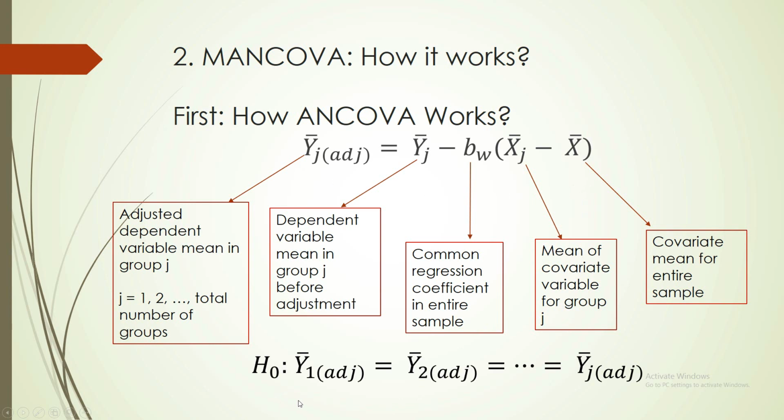Also, the null hypothesis for an ANCOVA would look something like this. So we have the adjusted dependent variable means between each group. So we compare them and see how different they are amongst each other. And the null hypothesis is that they are not different from each other.